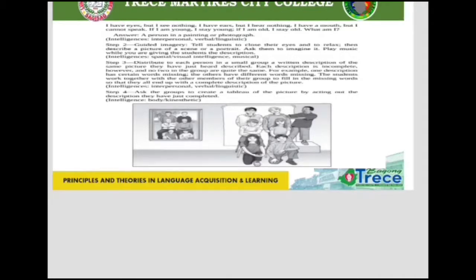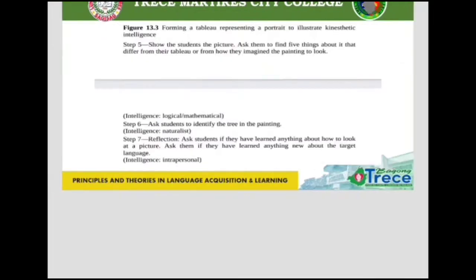Fourth one is step 4, ask the group to create a tableau of the pictures by acting out the description they have just compared. Intelligence was body kinesthetics because merong body movements. They are going to act the description they have just completed. Kaya ito ay considered na body kinesthetics dahil may body movements. Next, forming a tableau representing a portrait to illustrate kinetic intelligence.